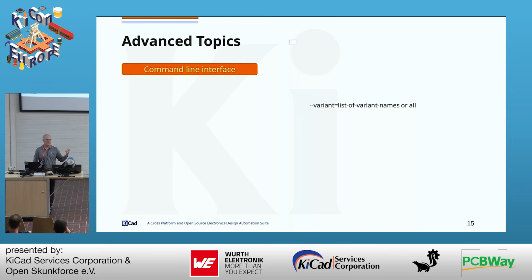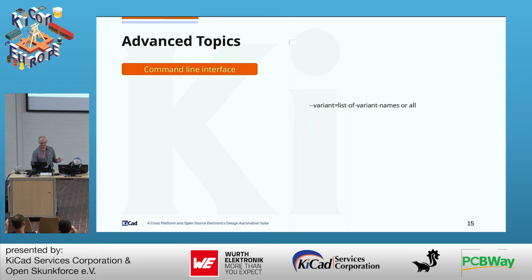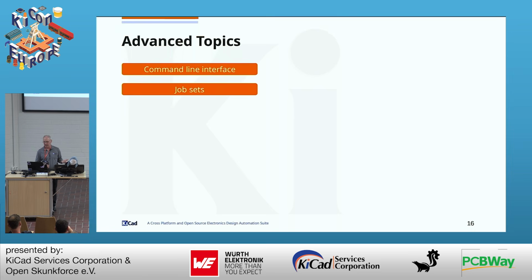So PDFs, SVGs, PostScript, you'll be able to include a variant or a list of variants. So you either get one or multiple PDFs, one for each variant. So that will be available in the command line interface.